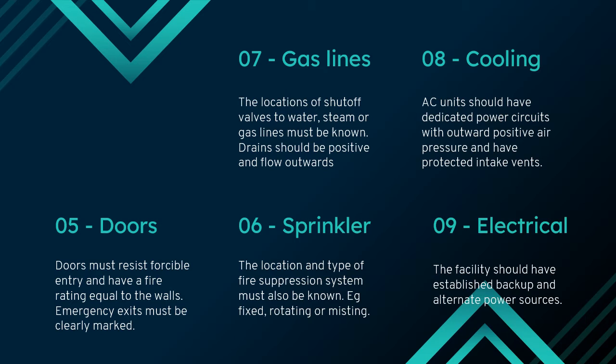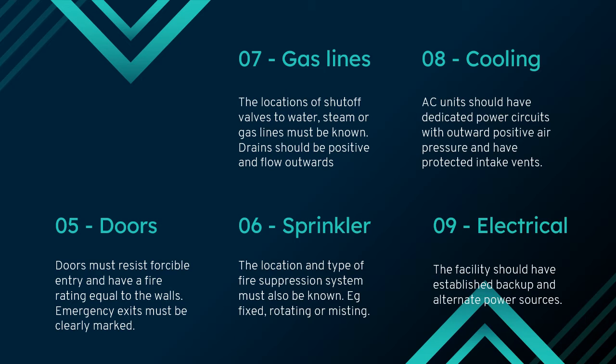Our fifth area that requires attention during the construction planning stage are doors. Doors in the data center must resist forcible entry and have a fire rating equal to the walls. Emergency exits must be clearly marked and monitored or alarmed. Electric door locks on emergency exits should revert to a disabled state if power outages occur.